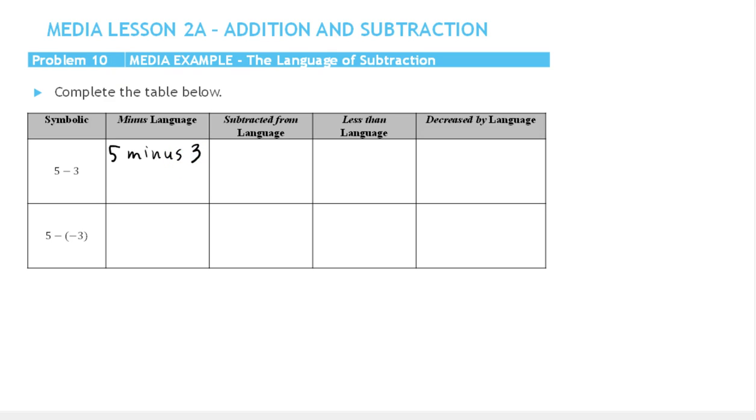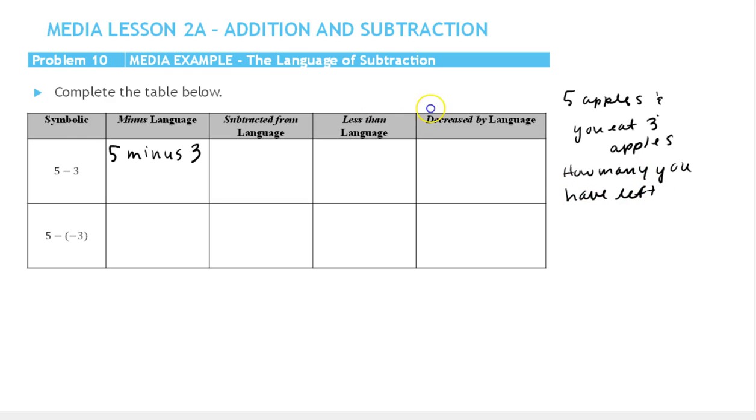So let's just make a context for this so we can make sense of the other types of language. So when might you do 5 minus 3? So let's think about you have 5 apples and you eat 3 apples. And we want to know how many you have left. So this is a takeaway problem, and now let's just connect it from the different types of language.